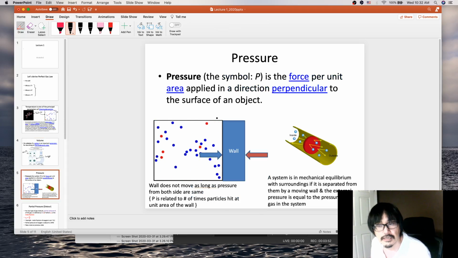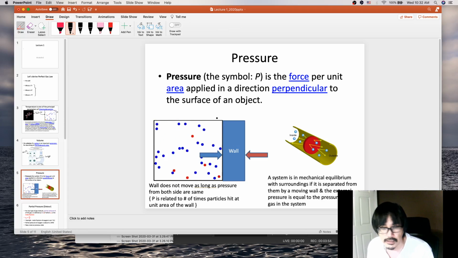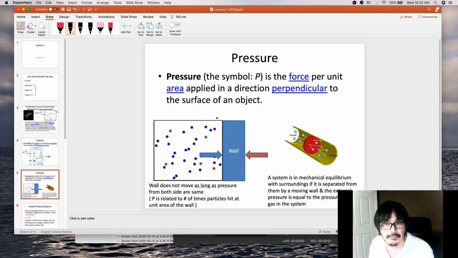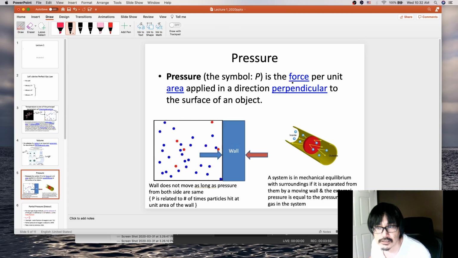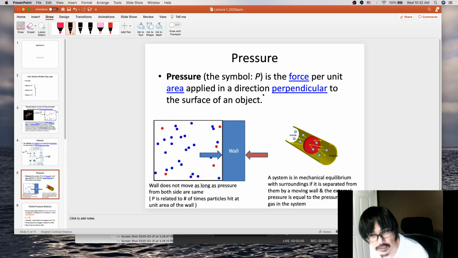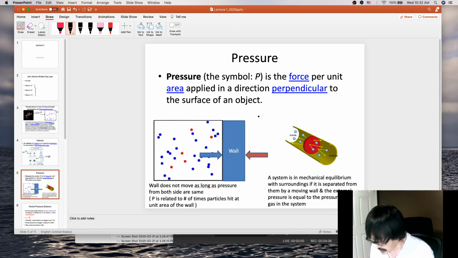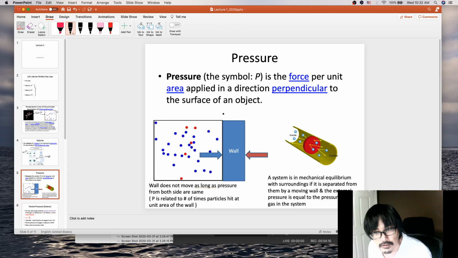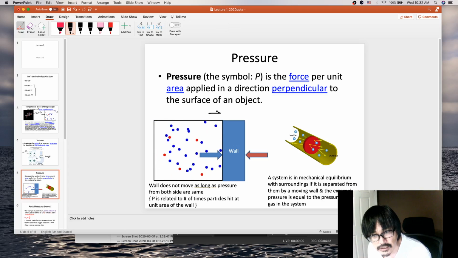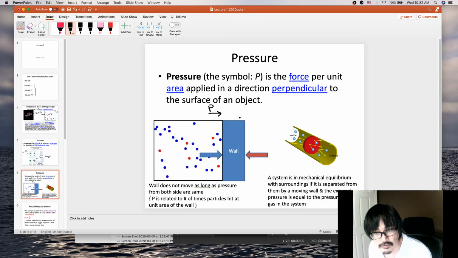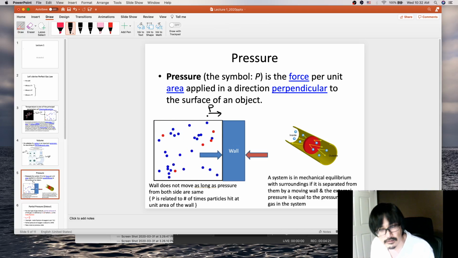Now the pressure, I have to explain this one a little bit more. The pressure by definition is the force per unit area applied in a direction perpendicular to the surface of an object. So if I'm actually interested in the pressure that's acting on this wall right here, then the direction that matters is that direction only.